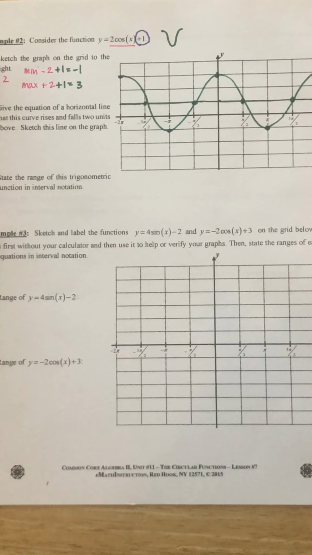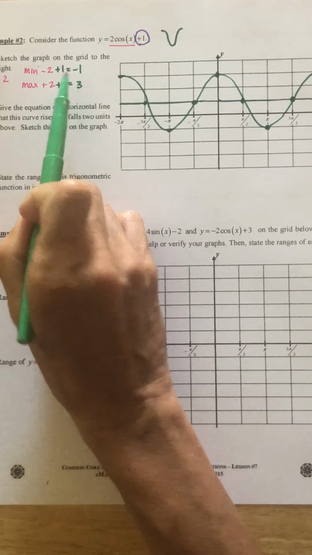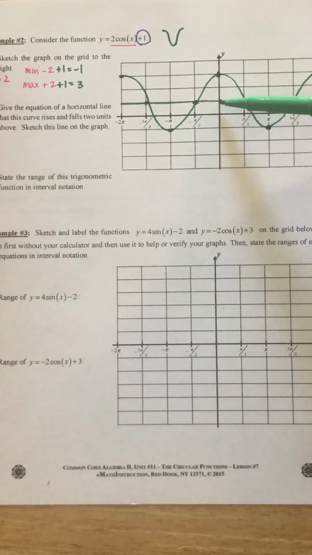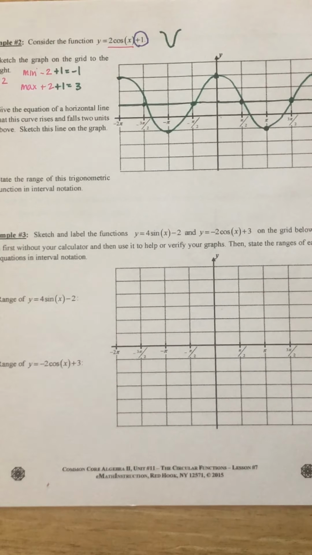All right, so we've got the cos curve. Now, we said it should have a max at 3, a min at -1. So my max, 1, 2, 3, is at 3. My minimum is at -1, so that makes sense.